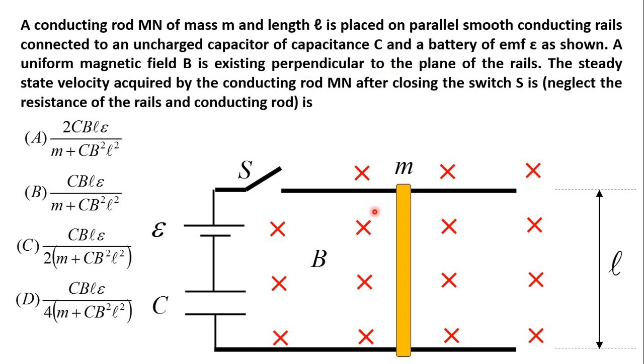So basically in this arrangement, you know that the rails are in the horizontal plane and the rod also moves in the horizontal plane, and the magnetic field is vertically downwards. The steady state velocity, meaning constant velocity, acquired by the conducting rod MN after closing the switch S is... Right now the switch is open, so after the switch is closed, this battery will supply current into the circuit and then the rod will begin to move. Neglect the resistance of the rails and the conducting rod. Here are the four options.